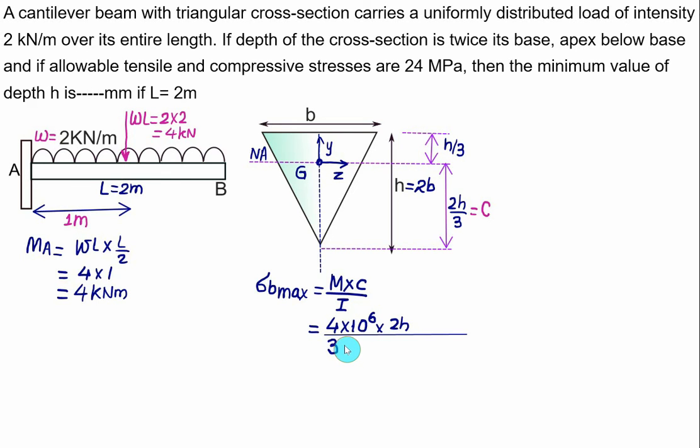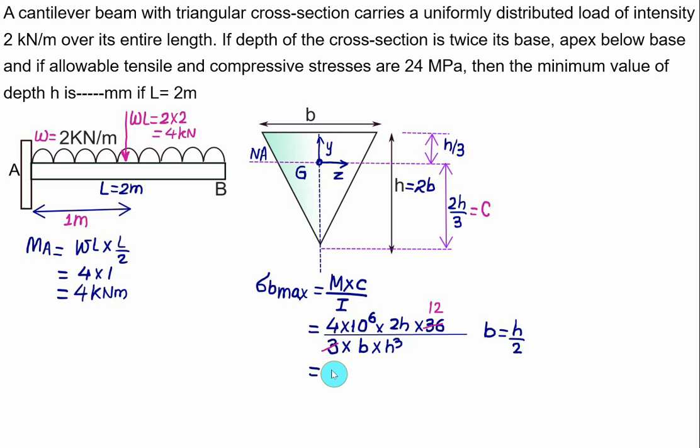And the moment of inertia is B H cube, B into H cube divided by 36. So 36 will shift to the denominator. Here we can substitute for B also. We have B equal to H divided by 2, and directly we'll get our answer in H. So this 3 and this 36, 12 is left in the denominator. So we have 4 into 2, 8. 8 into 12 is 96.